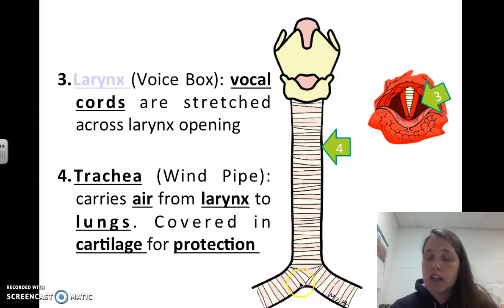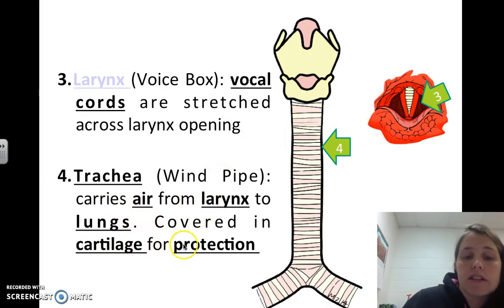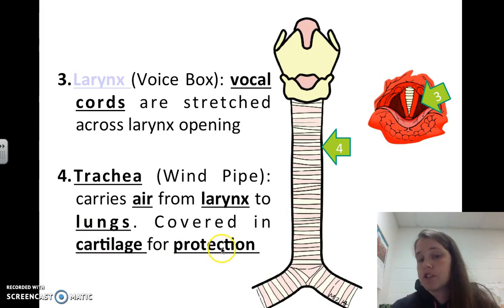And then you have your trachea. Okay, the trachea is the windpipe. It carries air from the larynx to the lungs, and it's covered in cartilage for protection. All of these little strips are layers of cartilage so that it doesn't collapse. Okay, when you exhale and try to push all the air out, typically physics would say something would collapse when you're pulling air out of it.